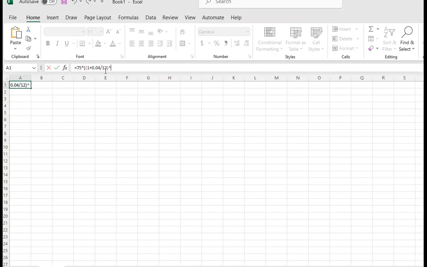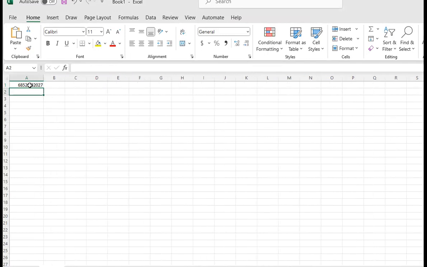I'm going to do Shift 6 to get the caret key to indicate that I'm going to do an exponent next. And I'm going to do parentheses because I do have 2 numbers for my exponent. I have 12, which is n, times 35, which is the number of years. I will close parentheses. And then I'm going to subtract 1, do another closing parenthesis, and then I'm going to divide by parentheses, 0.04, divide by 12, close parentheses, and I'm going to get my answer right there in that box.